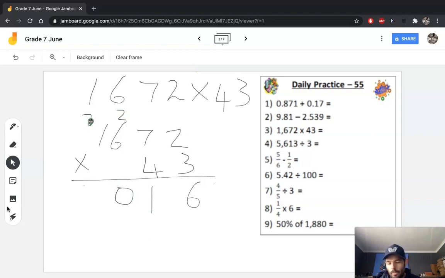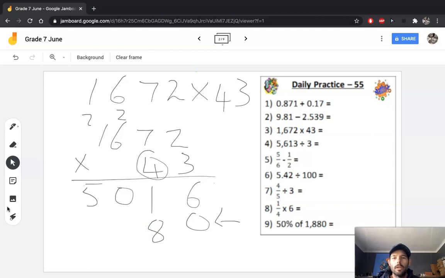So 1,672 multiplied by 3 is 5,016. Then remember, I need the placeholder of 0, because I'm now multiplying by 4, but it's not 4, it's 40. Okay, and 40 is a multiple of 10. So whenever you multiply by a multiple of 10, it ends in 0, which is why we have this guy over here. So now 4 times 2 is 8, which is actually 40 times 2 is 80.